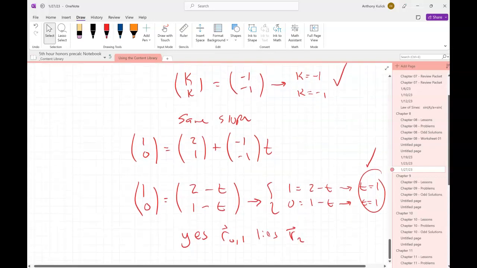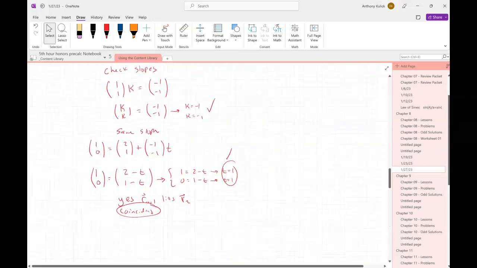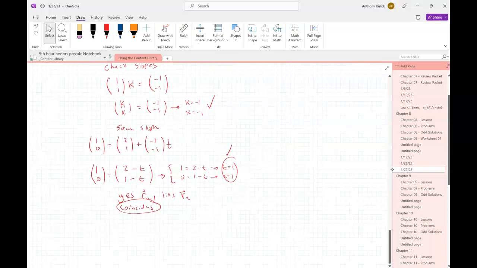So we're coinciding. Since we have the same slope and one point from R1 lies on R2, all of the points from R1 have to lie on R2 because the slopes are the same. You're just going to be moving left and right, or up and down, the same amount to get to the next point. Does that feel okay? And this is a good scaffolding because we're going to build on top of this in 3 dimensions, where there's a fourth thing that can happen.